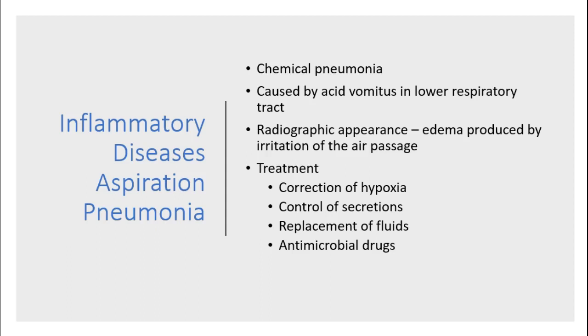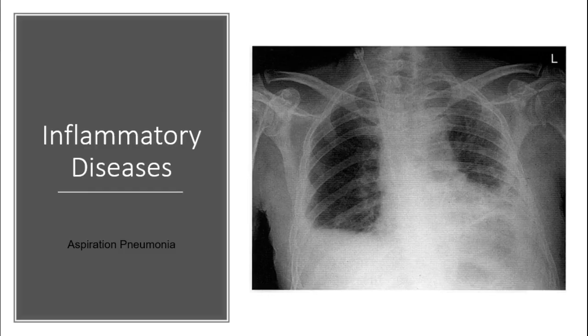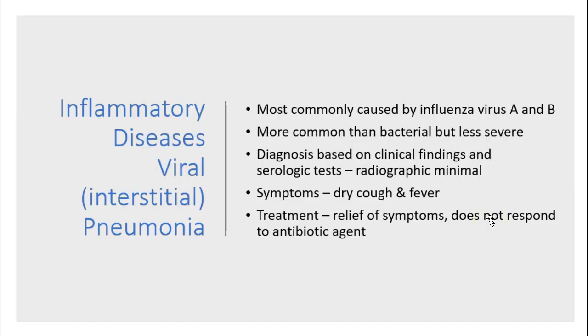All right, aspiration pneumonia. So it's a chemical pneumonia. It's caused by usually the lower respiratory tract where you have reflux or vomit, and it gets into the lungs. So you see edema produced by irritation of the air passageways. The way to correct it, you work on correcting the hypoxia, and then you control the secretions, and you need to replace fluids, and we use the antimicrobial drugs to help. All right, so this is what it looks like here. So you can see not good, lower respiratory.